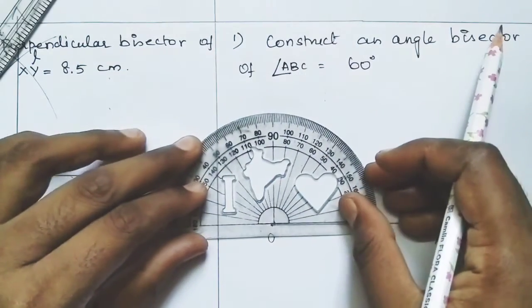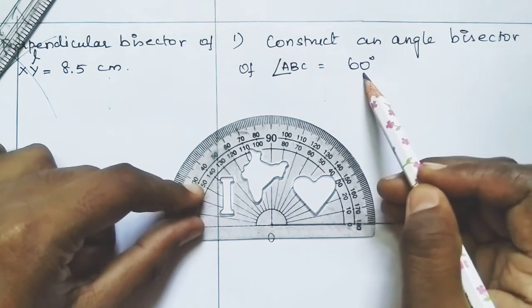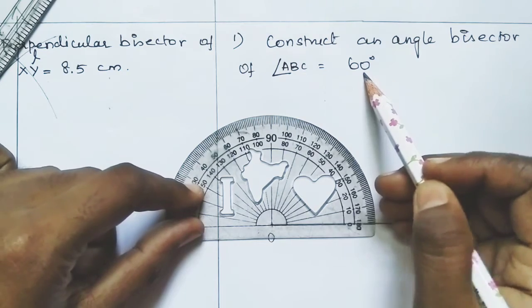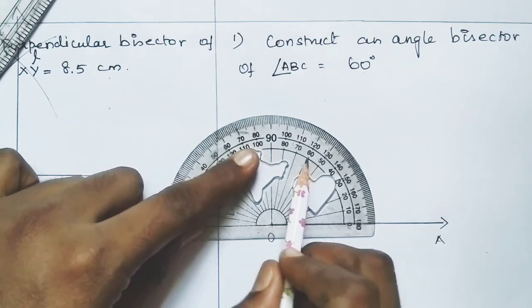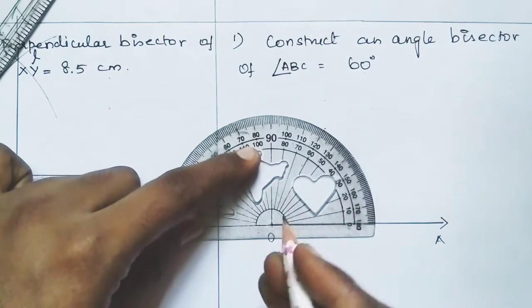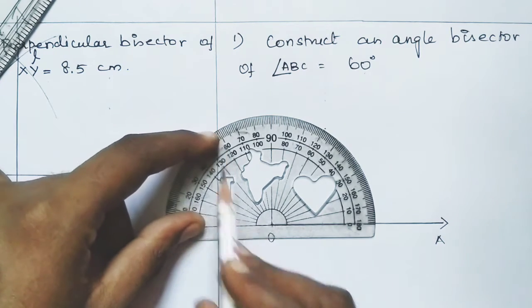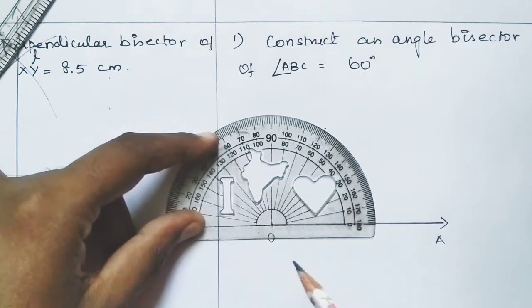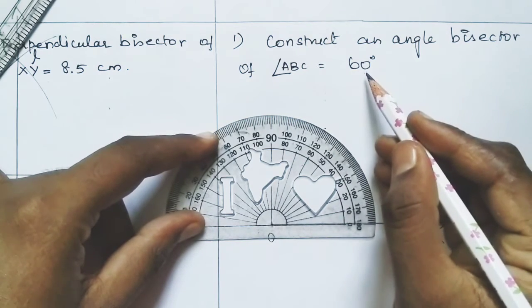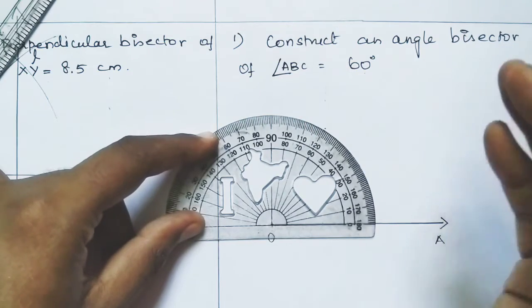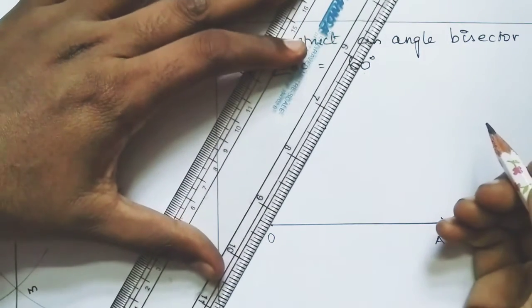Place your protractor at O like this. Now 60 degree, is it an acute angle or an obtuse angle? Acute angle, that is closed mouth, right? Here it is 0, 10, 20, 60 degree. Here also you have 60 degree, but you can't take this. If you mark this 60 degree and join with O, it becomes an obtuse angle, opened mouth. But we know 60 degree is an acute angle, less than 90 degree and closed mouth. So 60 degree. Join.